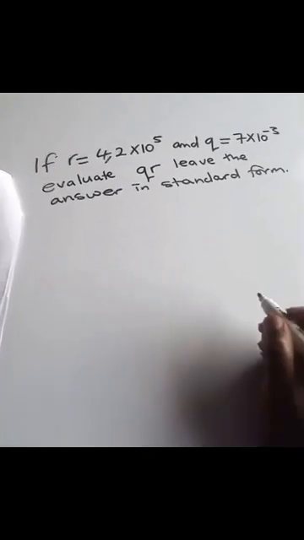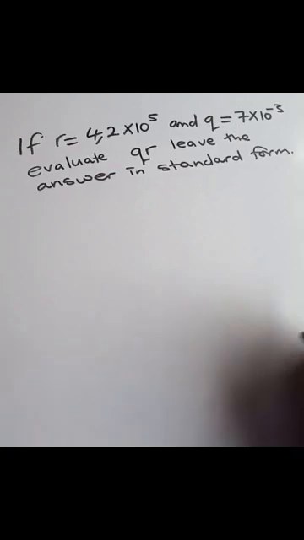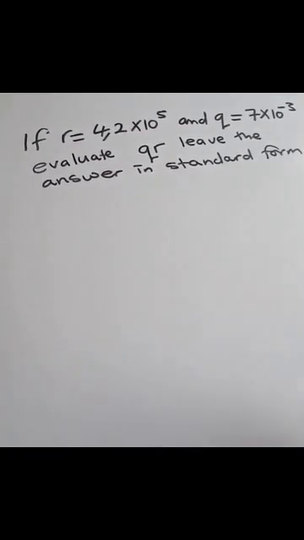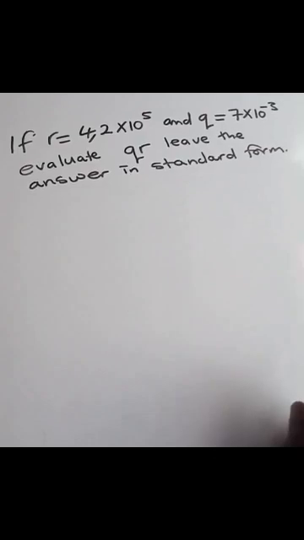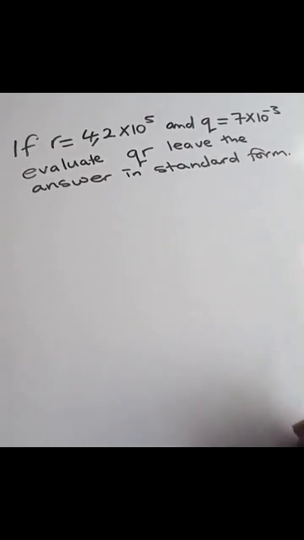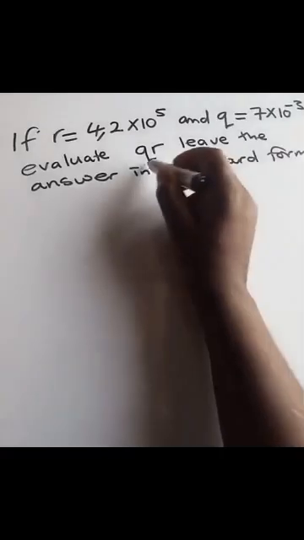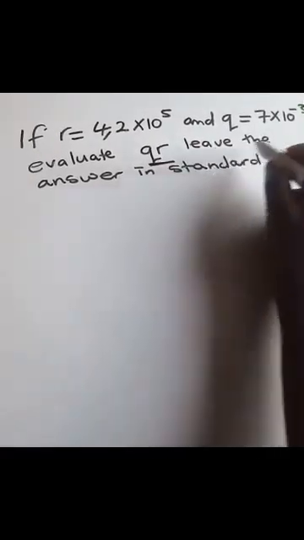All right, the question here is multiplication of numbers in standard form. So the question is saying if R is equal to 4,2 times 10 to the power of 5 and Q is equal to 7 times 10 to the power of negative 3, evaluate QR, leave the answer in standard form.